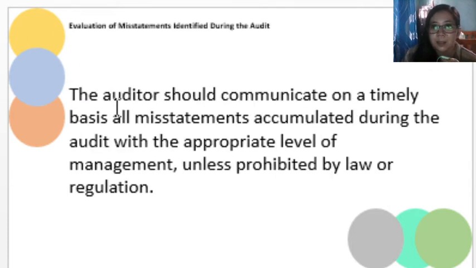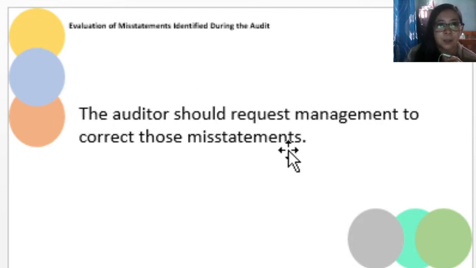Okay, so the auditor should also communicate on a timely basis all the misstatements that were accumulated during the audit with the appropriate level of management, unless it is prohibited by law or regulation. So it has to be reported. Okay, so the auditor should also request the management to correct those misstatements. So again, correcting the misstatement is the responsibility of the management.